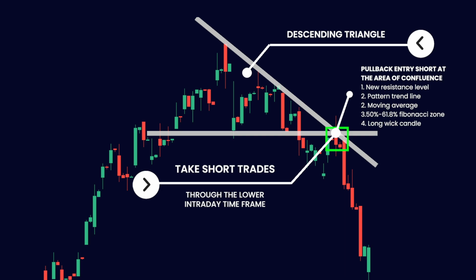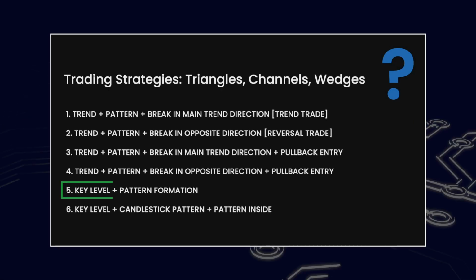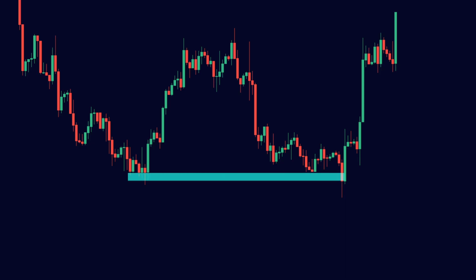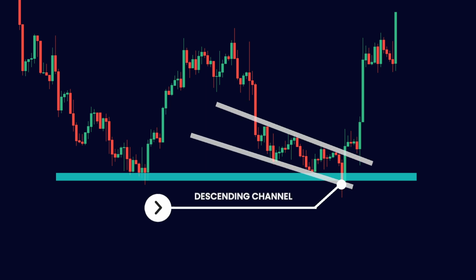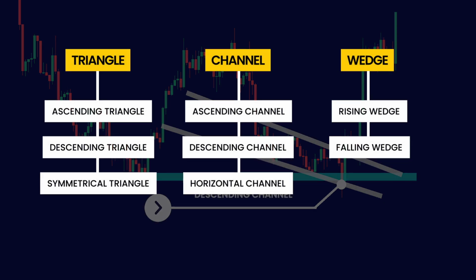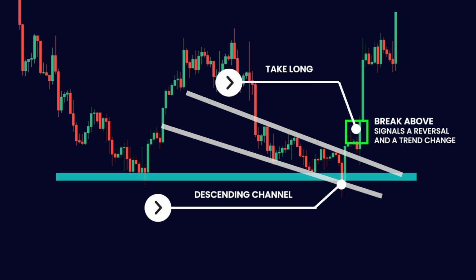Now let's go to the second variation, a pattern forming right at a key level. You first identify this key level through a previous reversal. As price drops back down, you see a descending channel forming at this level. Again, it could have been any pattern, but here it's a descending channel. When price breaks out above the pattern, it confirms the reversal, and that's your cue to enter long trades.